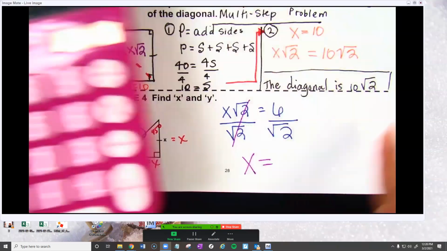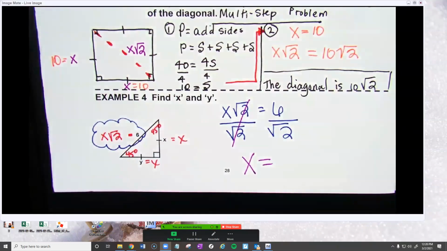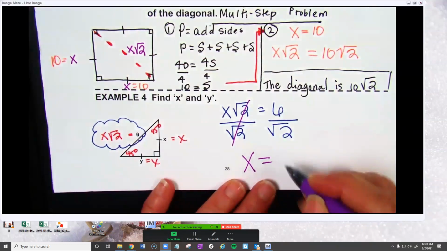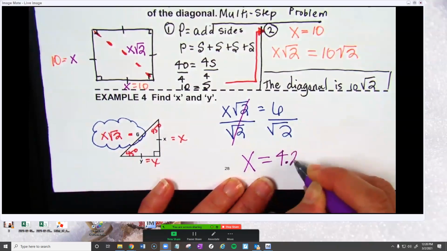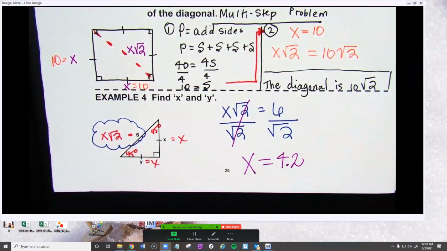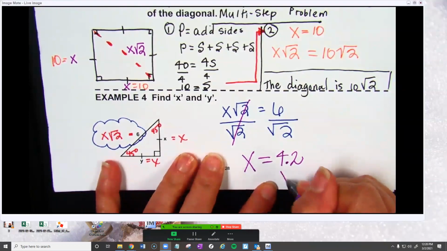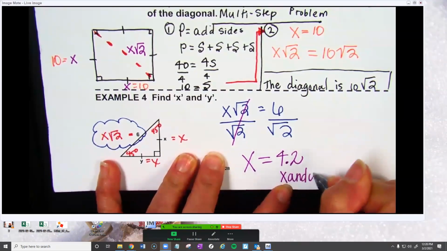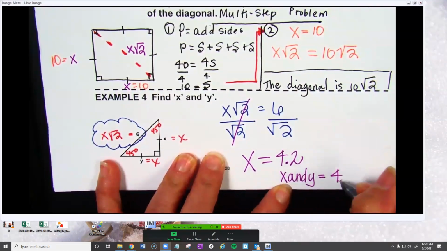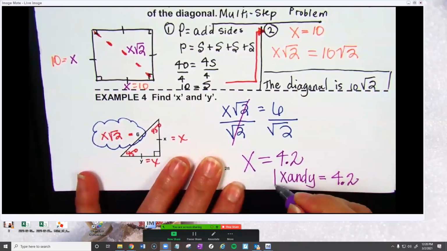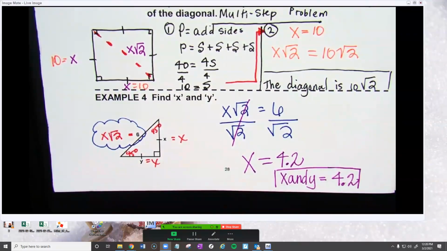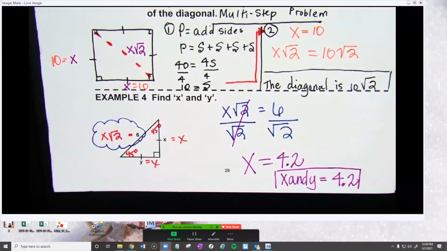Yes, yes. So y'all, let's write X equals 4.2. And then X and Y are the same thing. So X and Y equal 4.2. And we're going to box that in. Do you have any questions on that one?